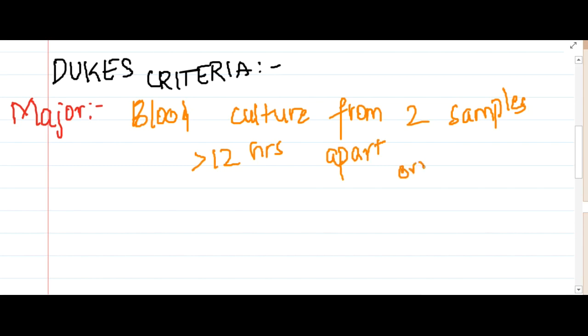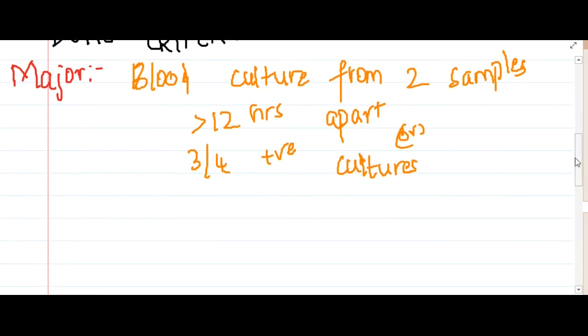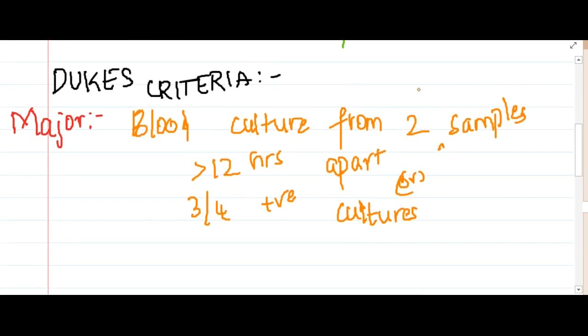Or you will take 3/4 positive cultures. If either of these is positive, then it is Duke's criteria. Blood culture from two separate blood samples taken 12 hours apart, or 3/4 positive blood cultures, is one major criterion.